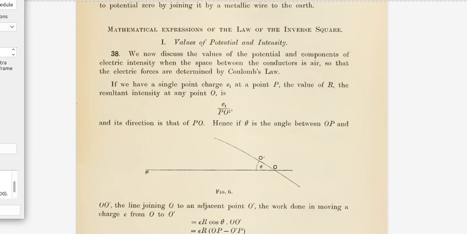James Hopwood Jeans, The Mathematical Theory of Electricity and Magnetism.